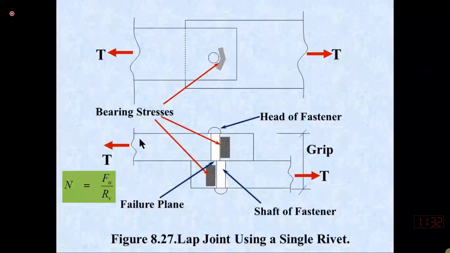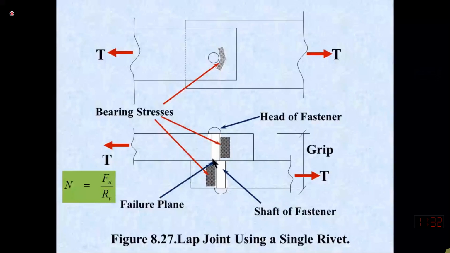So the shear strength formula is quite simple, but the bearing strength, or the bearing stress, is a function of the edge distance. That is, what is the distance from the center of this rivet to the edge? That we are going to discuss in our upcoming slide.